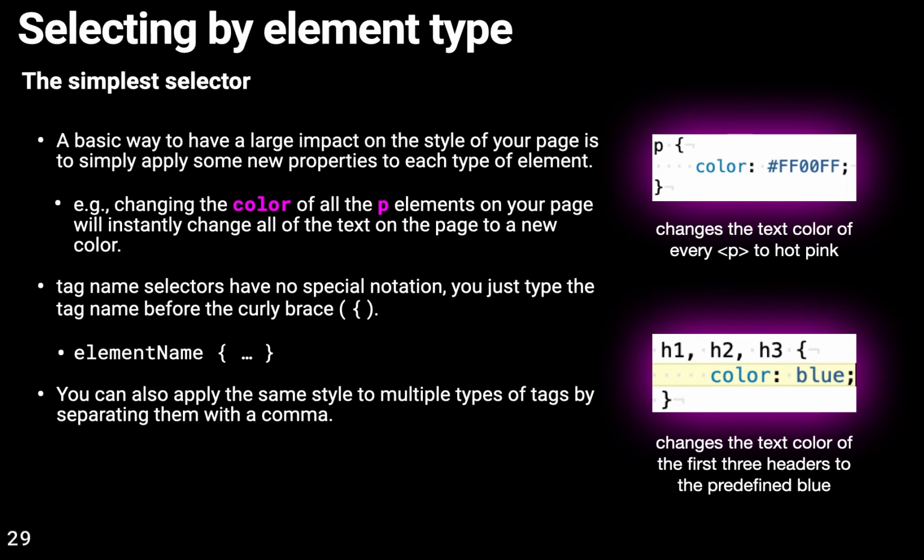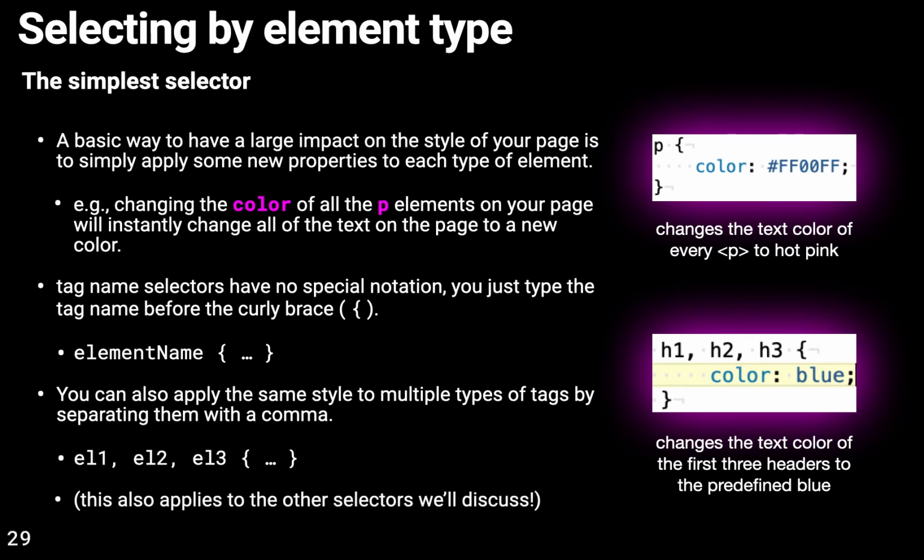You can also apply that same style to multiple types of tags by separating with a comma. So element type 1, element type 2, element type 3, etc. And that also applies to all kinds of selectors. But this is your basic one, right? This is if you say, oh, I would like all of my tables to have these properties and I want to change the padding of all my table data elements, that will have, if your page is full of tables, a huge impact on your page just defining one TD style rule, right?